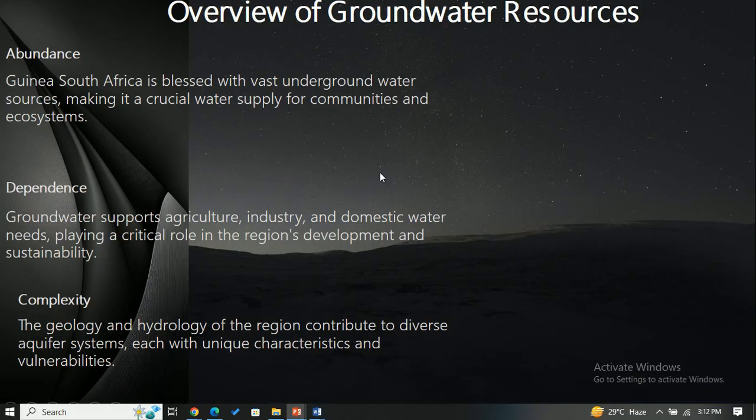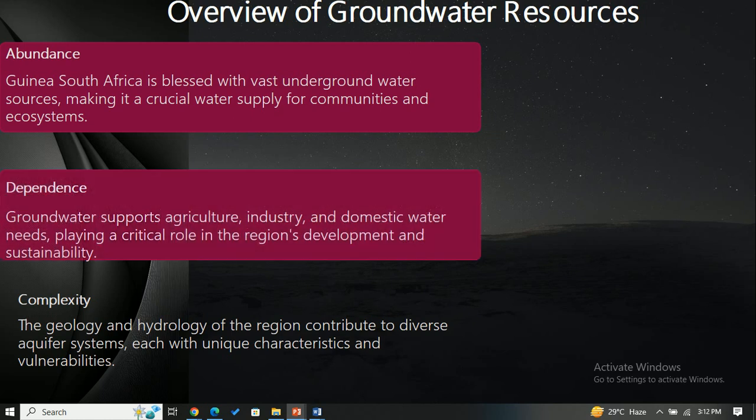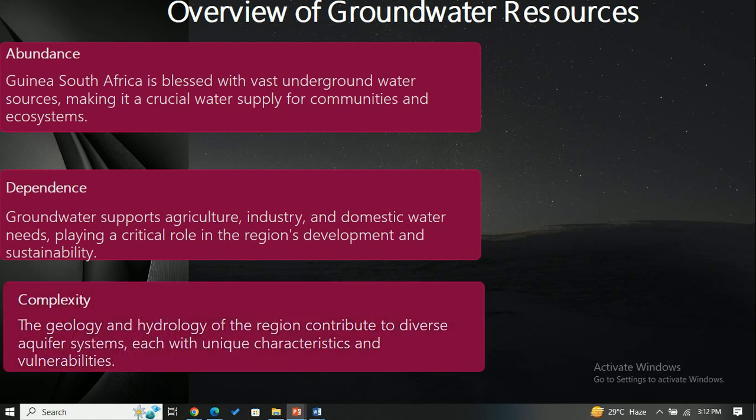And what is the overview of groundwater resources in this region? The first is the abundance. Guinea is blessed with vast groundwater resources, making it a crucial water supply for the communities and ecosystem. It depends on the groundwater, which supports agriculture, industries, and domestic water needs, playing a critical role in the region's development and sustainability. And the third one is the complexity. The geology and hydrology of the region contribute to diverse aquifer systems, each with unique characteristics and vulnerabilities.